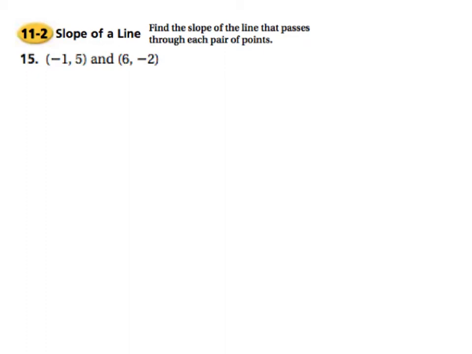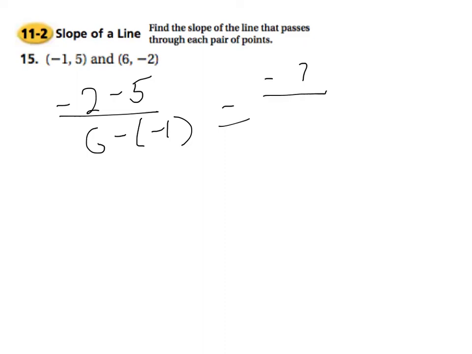Go ahead and try this one by yourself. Negative 2 minus 5 over 6 minus negative 1. Negative 2 minus 5 is negative 7 over 6 minus negative 1, which is the same thing as 6 plus 1, which is 7. Negative 7 over 7 is negative 1. Make sure you pause, slow down. I know I'm going through this kind of fast, but slow down if you need to.